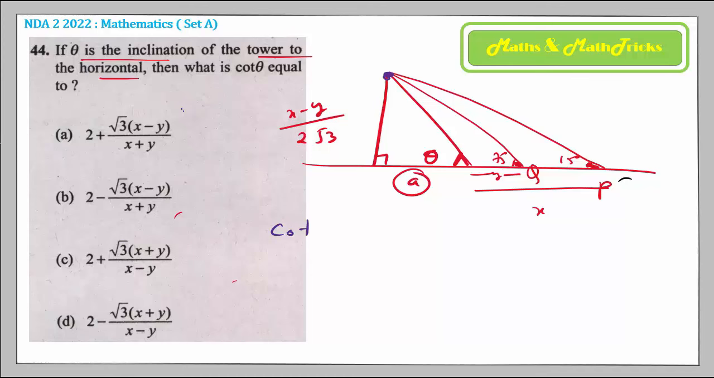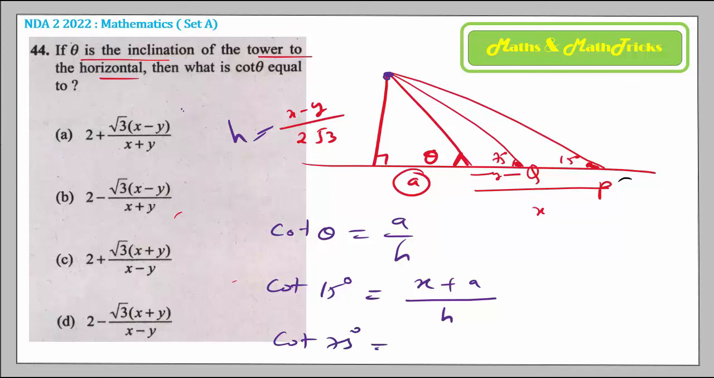See, we have very first cot theta is equal to a by h, because this value is h. Then later we can write cot 15 degrees, which will be the adjacent, x plus a, divided by h. So x plus a divided by h. And cot 75 degrees, the adjacent will be a plus y divided by h. So we can write this RHS as x by h plus a by h, which is again cot theta.